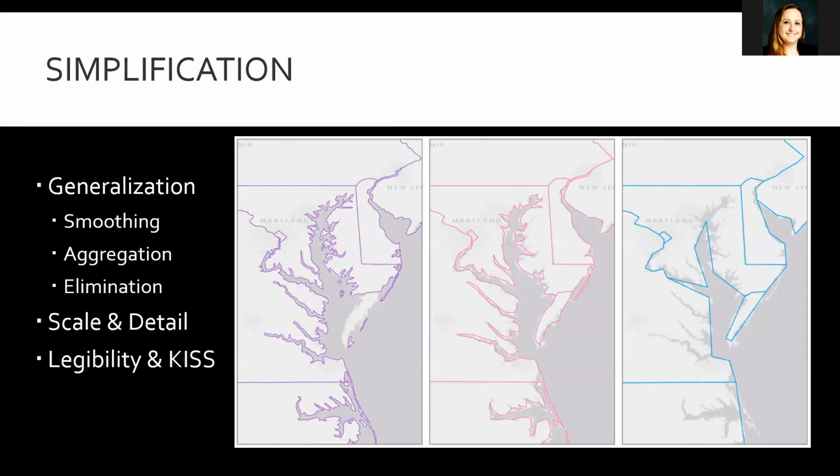Finally, remember the golden rule: keep it simple, scholar. You want to include all the information necessary to convey your message through the data, but you don't want so much detail that it distracts and overwhelms the audience. Most maps don't need to be 3D or have a ton of fancy fonts or images to communicate your message, so just keep it simple.